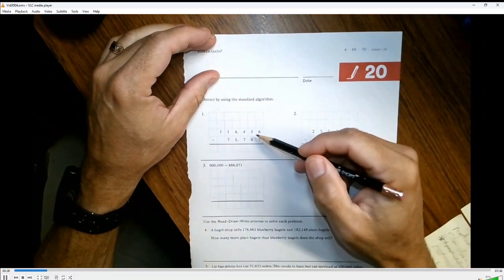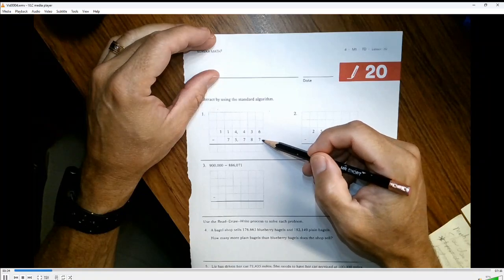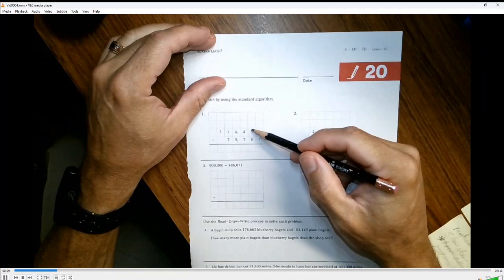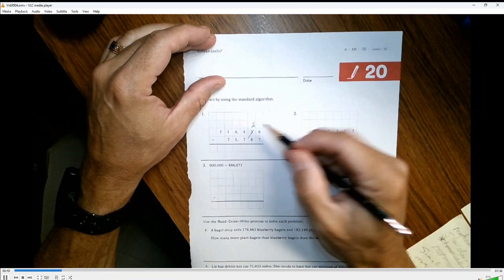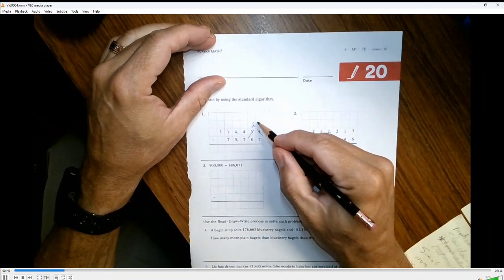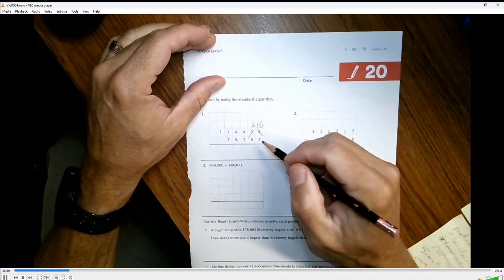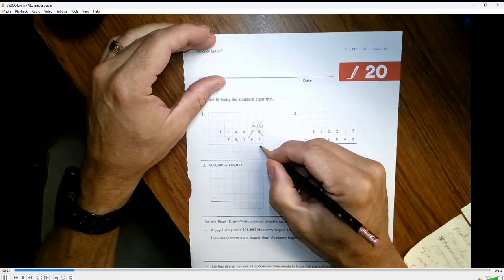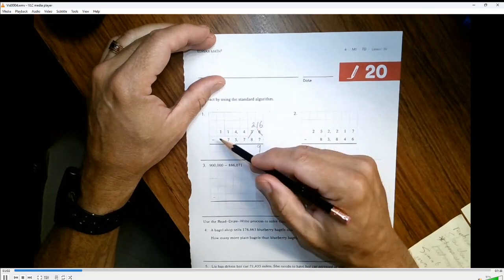So we go down to our first one. We have 6 on top of 7. 7 is bigger than 6, so we have more on the bottom. So we're going to go next door and borrow 10 from the 3. We cross out that 3, put a 2 right here, cross out this 6 and make it 16 because we borrowed 10 from next door. So we have 16 minus 7, and 16 minus 7 is going to leave us with 9.